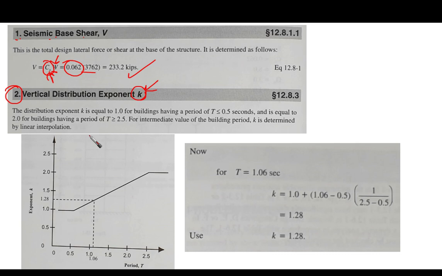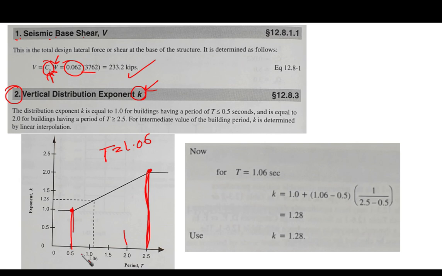And actually, we have our t equal to 1.06. If you look at the values between 0.5 and 2, I think there's something here. Yes, we are talking about 0.5 and 2.5, I'm sorry. In the previous part I was talking about 2 as the limit, but actually it is 2.5, okay? So this is the 2.5. Our structure is having 1.06 here.